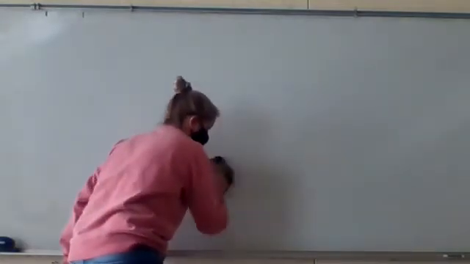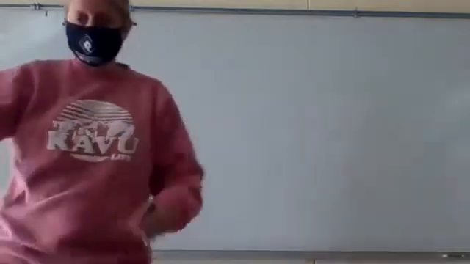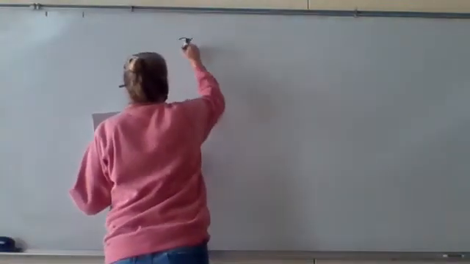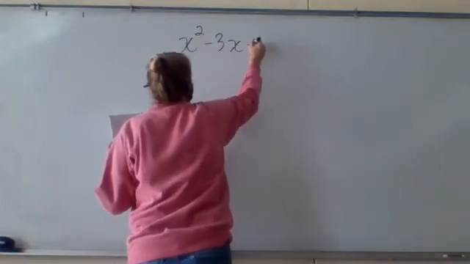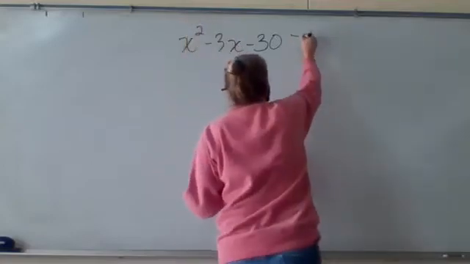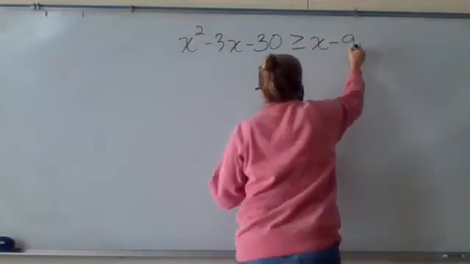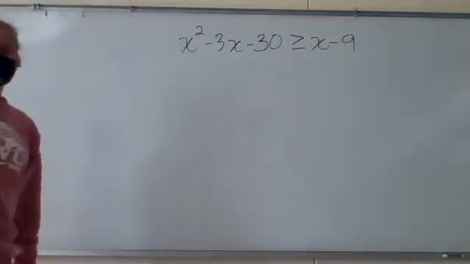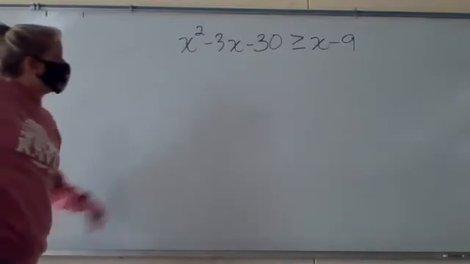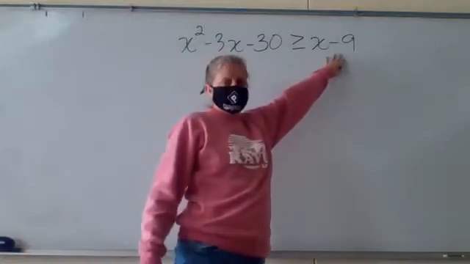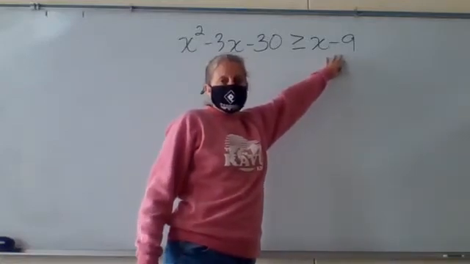All right, number 3. X squared minus 3x minus 30 greater than or equal to x minus 9. So before I can find zeros or x intercepts, which is what I need to know about this parabola, what does this side need to be? It's going to have to be 0.